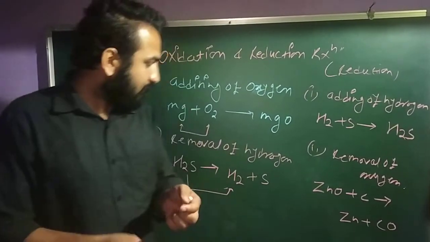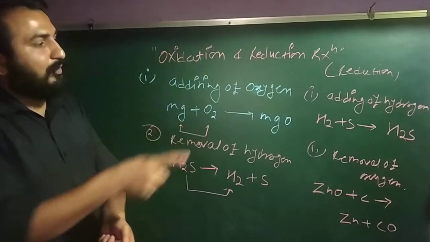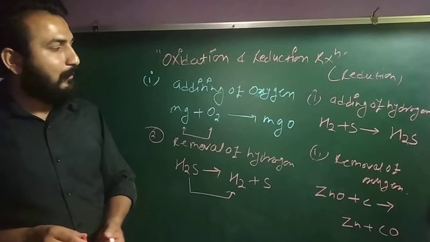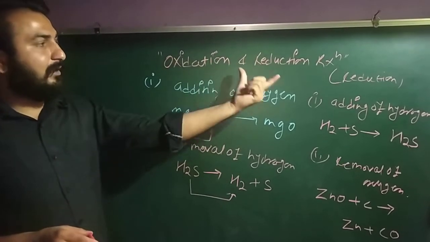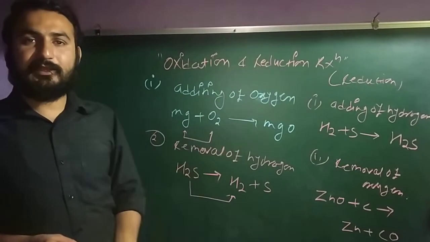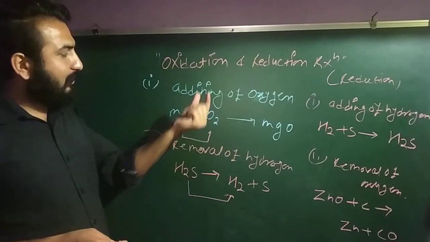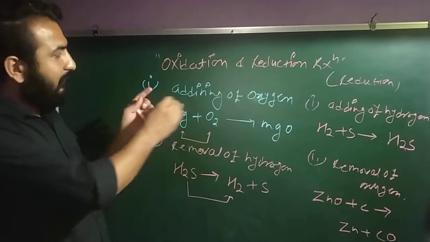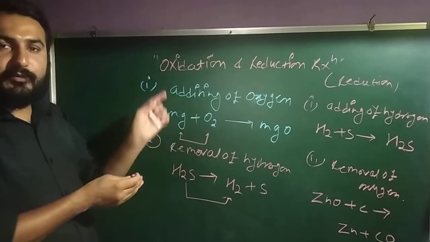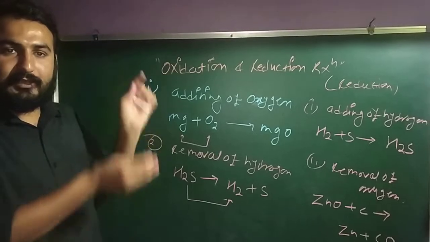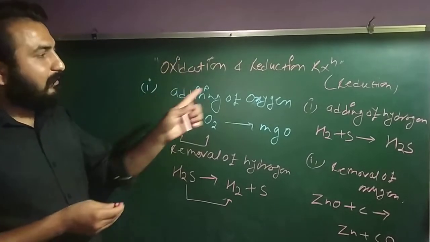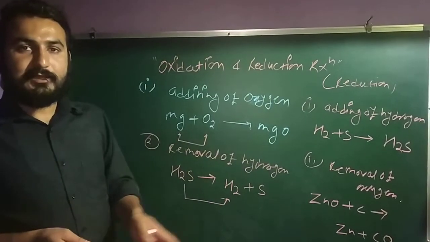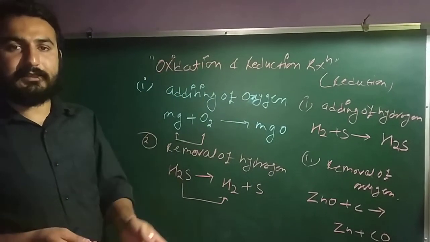But actually, oxidation is not possible without reduction, or reduction is not possible without oxidation. That means both oxidation and reduction take place simultaneously. Clear? That means one is oxidizing and one is reducing. It is obviously clear that these two are integral to each other. Integral to each other means without oxidation reduction is not possible, or without reduction oxidation is not possible. So this is called the redox reaction.